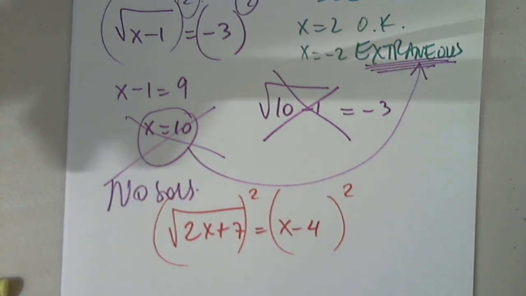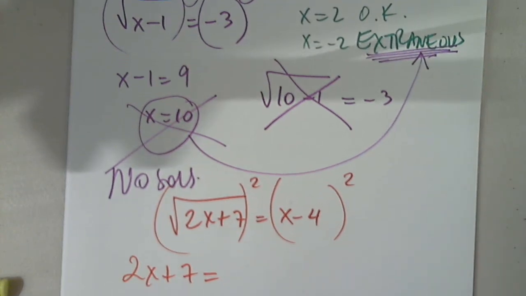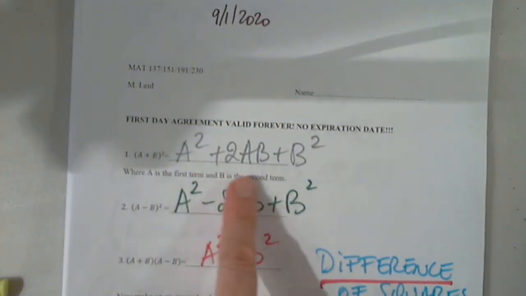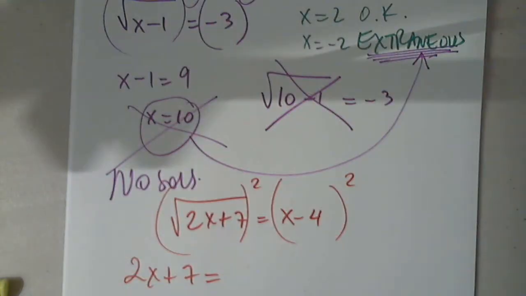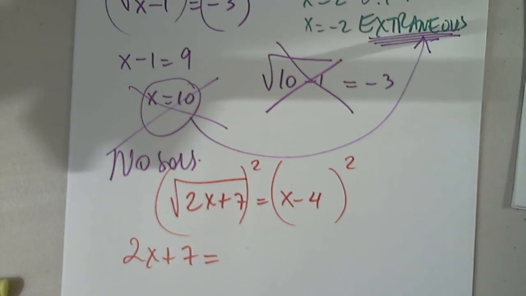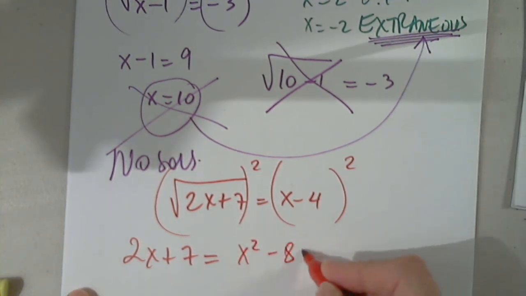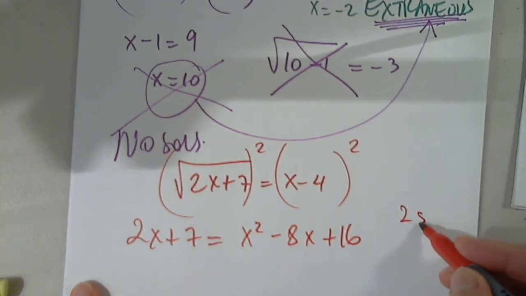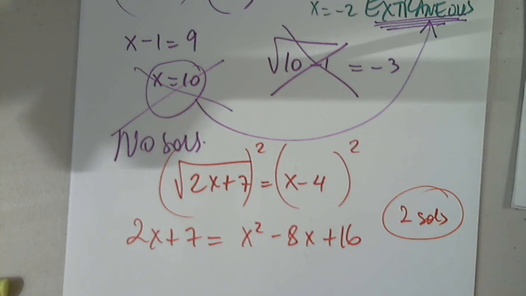So now, the left-hand side is easy. How many terms we have on the right? 3. Thank you very much. It's this or this. That's why we have 3. Excellent. So, can anyone give us the right-hand side? x squared minus 8x plus 16. Very good. Now this is quadratic. I know I will get two solutions, and I will have to check.